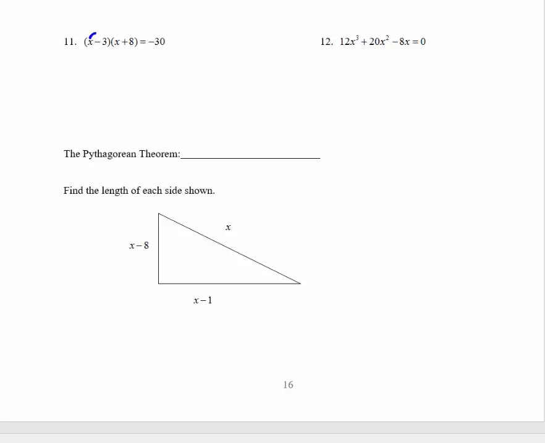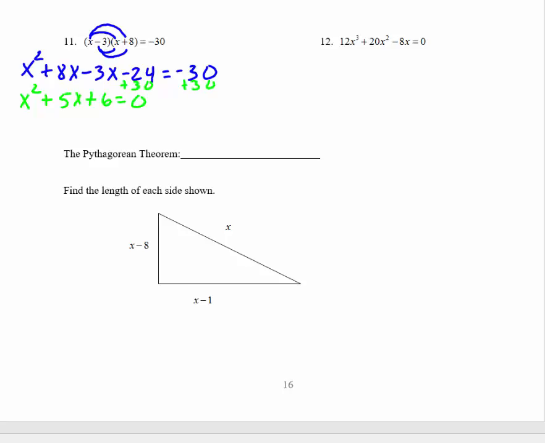Let's FOIL. X times x is x squared. Outer would give me a positive 8x. Inner would give me a negative 3x. Last would give me a negative 24. And it equals negative 30. So combining like terms, the positive 8x minus 3x would be a positive 5x. I'm going to add the 30 over to the other side, and that's going to give me a plus 6 equaling 0. So I combined like terms and I added over the 30 because I needed the equation to equal 0.